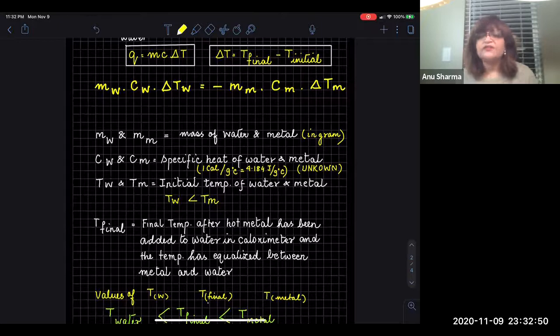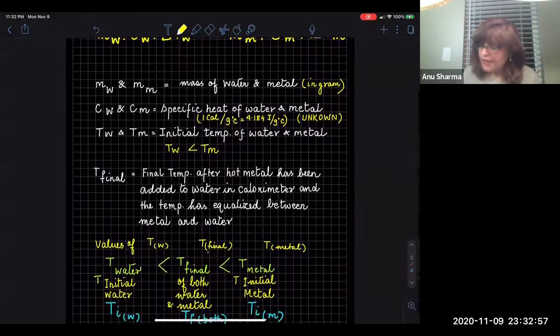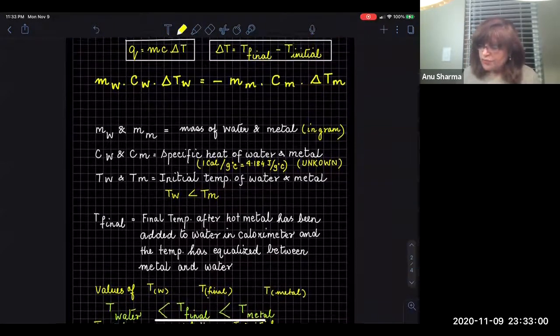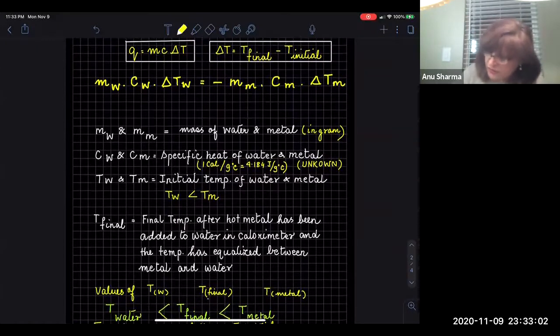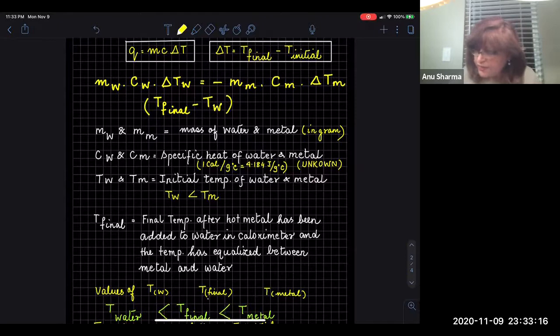As I mentioned, the initial temperature of the water is going to be a lower number, and the temperature of the metal is going to be a higher number. So in other words, let's just elaborate this piece right here, where we have delta T. T final minus TW, which is the initial temperature of water. And here we have T final minus Tm, which is the initial temperature of the metal.